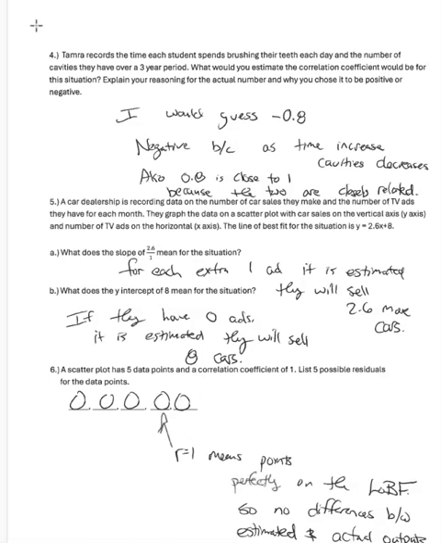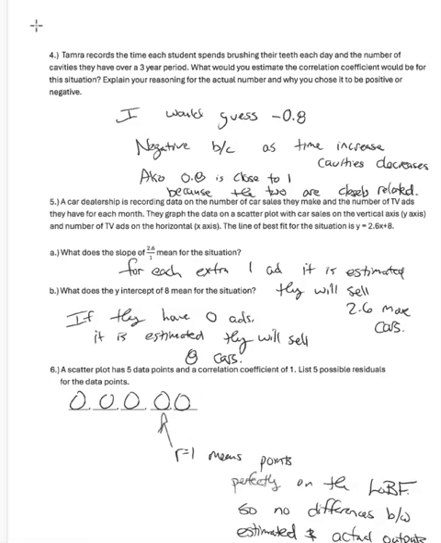The next one says a car dealership is recording data on the number of car sales they make and the number of TV ads that they have each month. They graph the data on a scatter plot with car sales on the vertical axis and number of TV ads on the horizontal axis. The line of best fit is y equals 2.6x plus 8. What does the slope mean? And what this means is the number of cars sold over the number of ads. So for every one extra ad, they can estimate that they're going to get another 2.6 cars sold. Now, that's weird to say 2.6 cars, but we're just running with what the slope is. What does the y-intercept mean? It means that if they have 0 ads, it's estimated that they will still sell 8 cars.